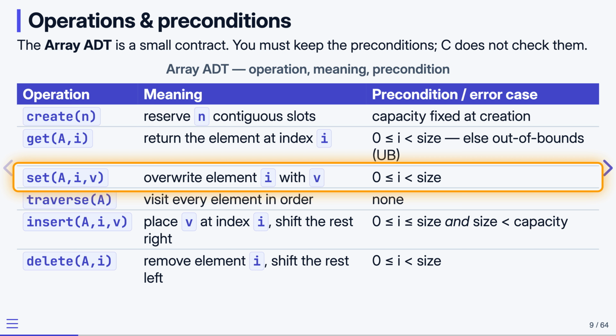Next, set of a, i, and v. This overwrites element i with the new value v. The rule is the same as get. i must be at least 0 and less than the size.